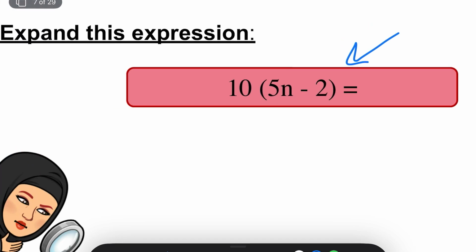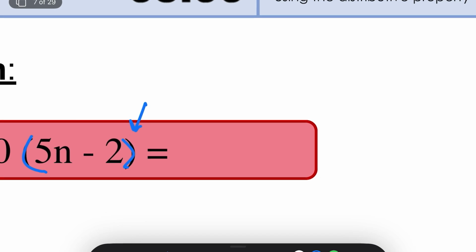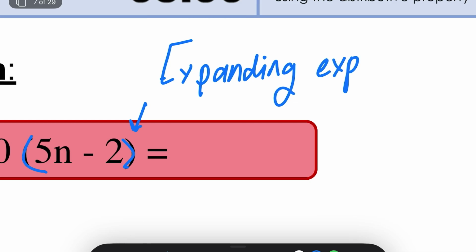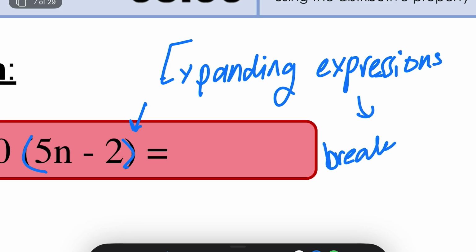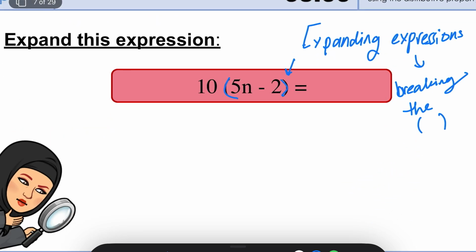So the whole idea of expanding expressions is basically to break out the bracket. If you have a bracket, then you definitely need to expand the expression. So expanding expressions means breaking the braces or the bracket. Okay, so how can we do that?